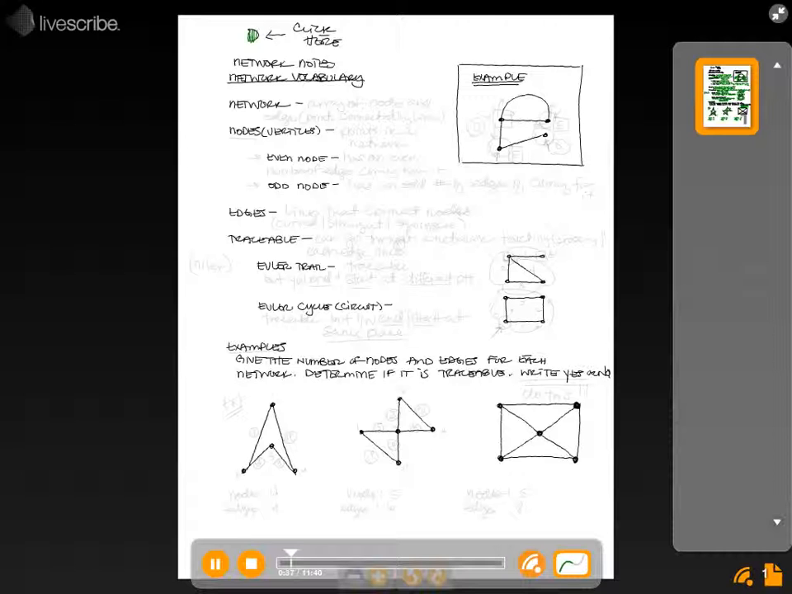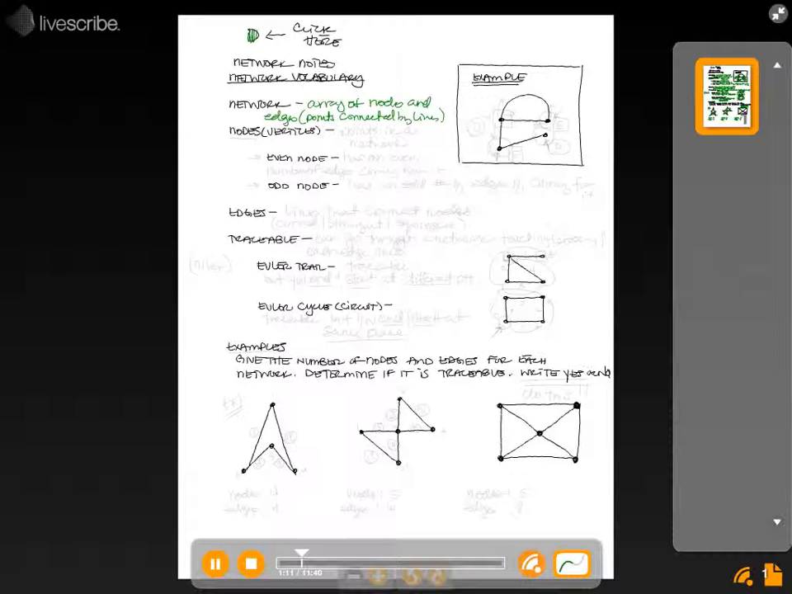Okay? We're going to start with network. Network is our first vocabulary word. And what a network is, is an array of nodes and edges, or we could say points connected by lines. And those lines, they could be curved, they could be straight, they could be squiggles. Doesn't really matter. They could go around and form a circle. But we have points that are connected by lines.